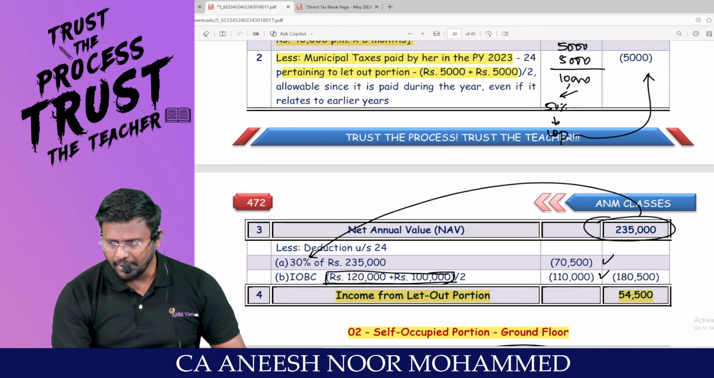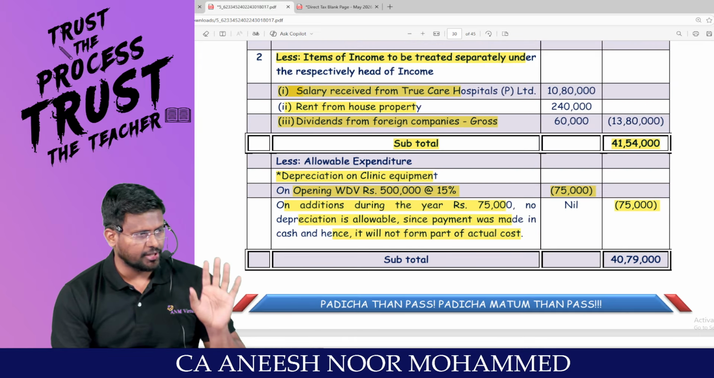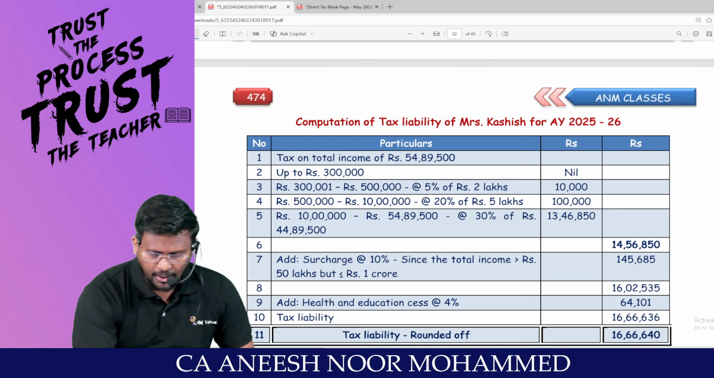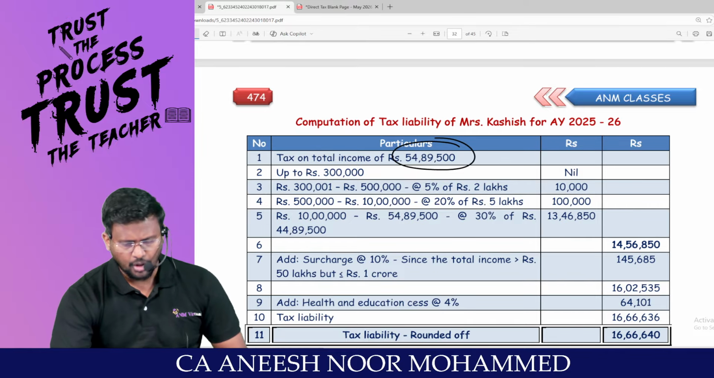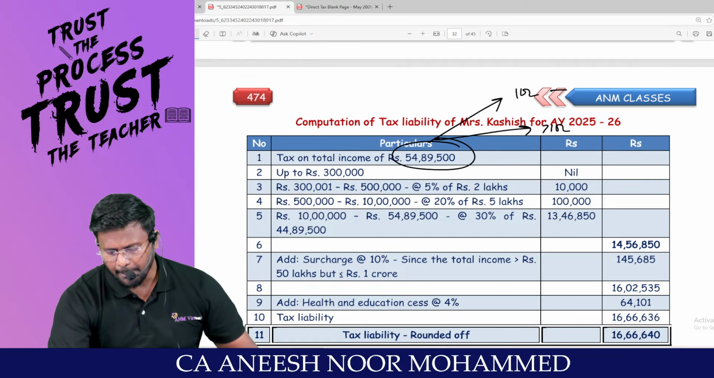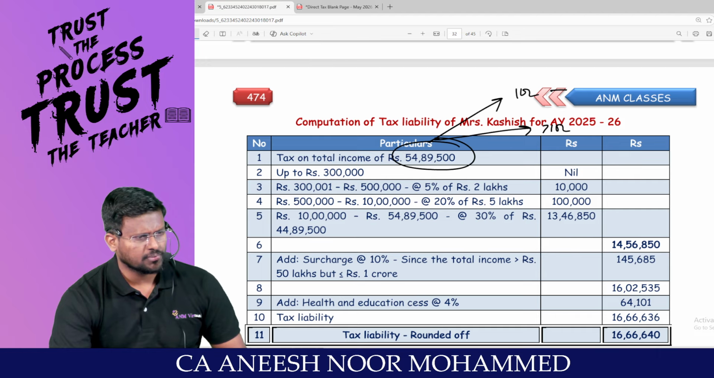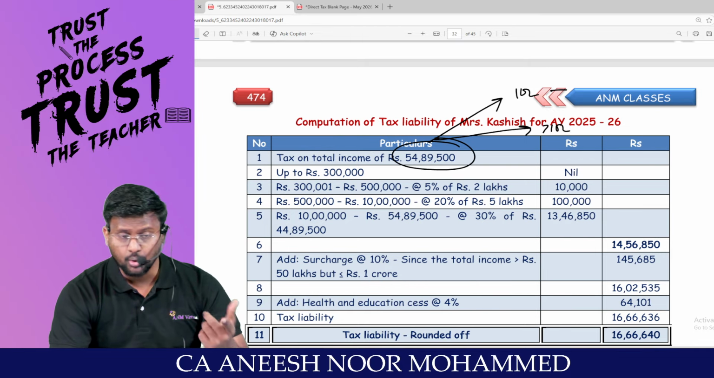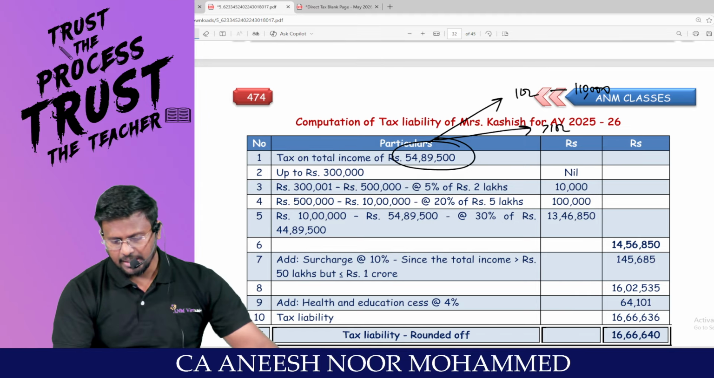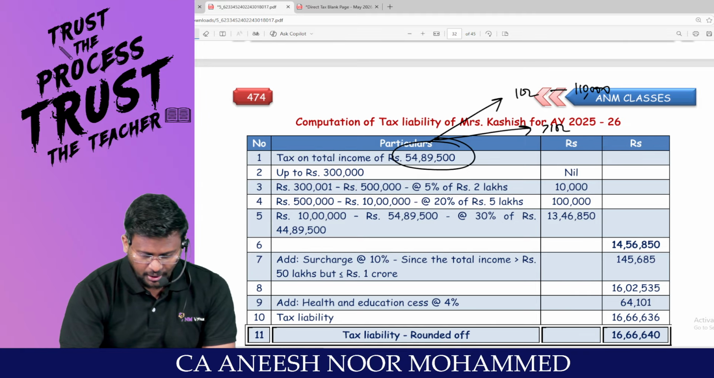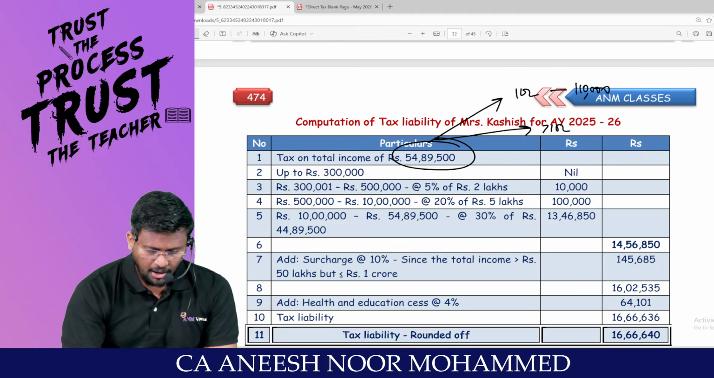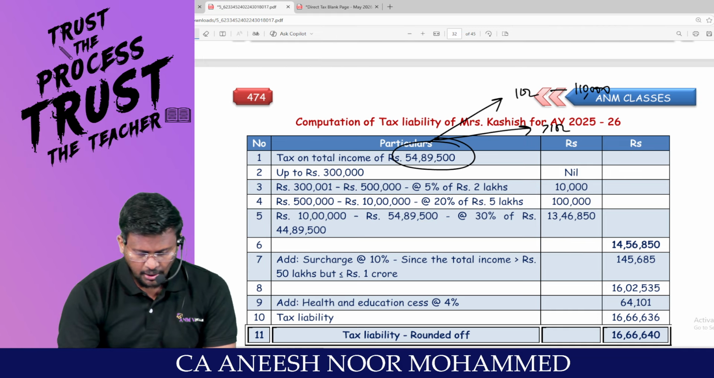54 lakh, which is more than 50 lakh. The assessee is liable to pay a surcharge of 10%. Simple. 54 lakh, sir, 89,500. We can bifurcate. Which route, man? Optional tax regime. So up to 10 lakh, more than 10 lakh. Am I right? Up to 10 lakh, what is the age? 62. So more than 60. Don't say 1,12,500. It is 1,10,000. Am I right, sir? Sir, more than 10 lakh, which is 44,89,500 into how much percent? 30%.